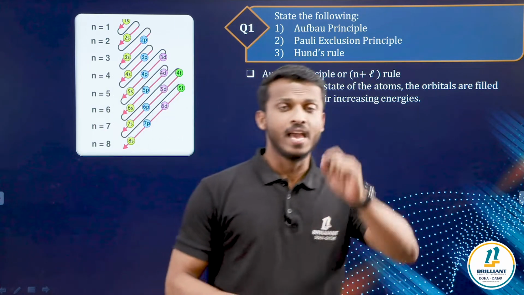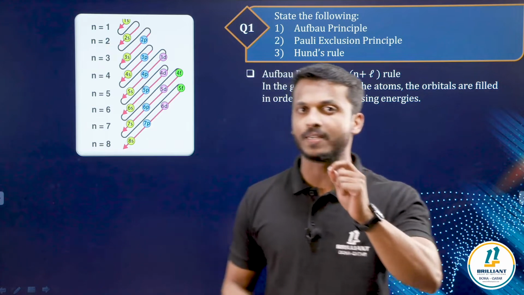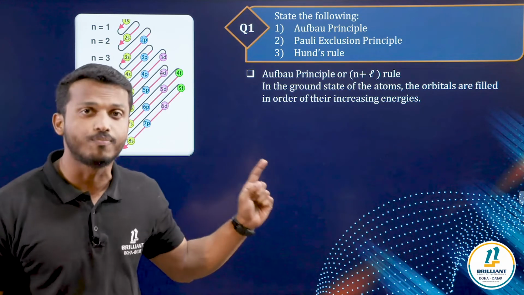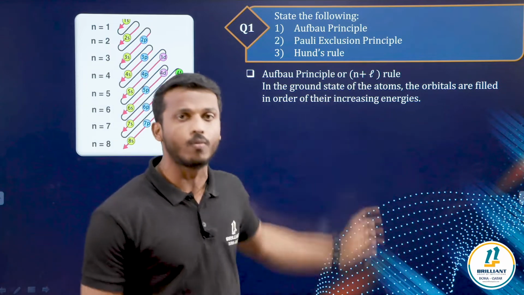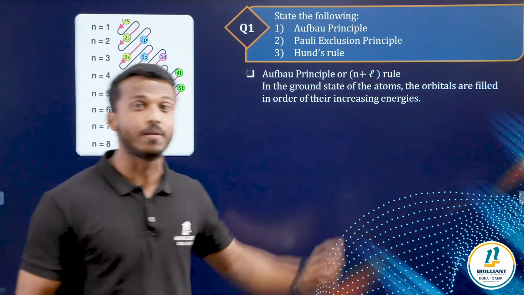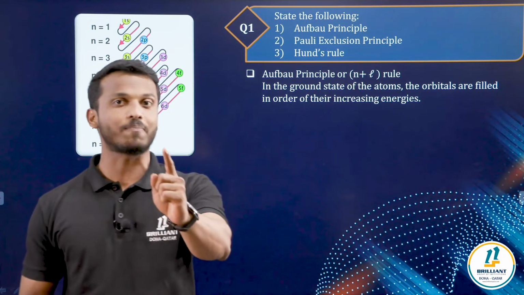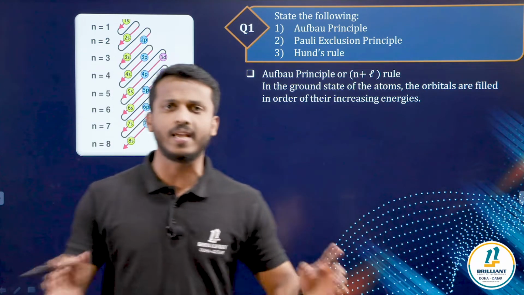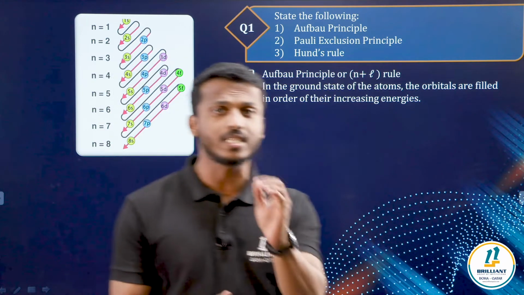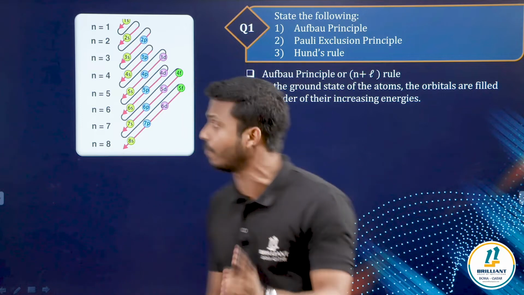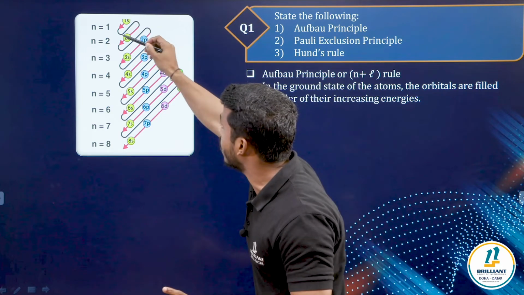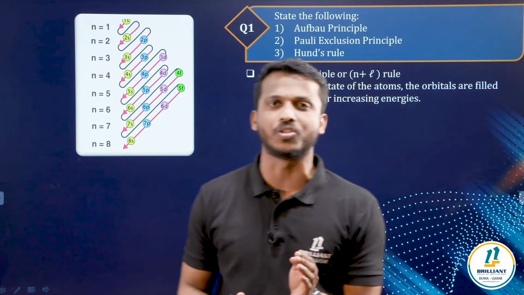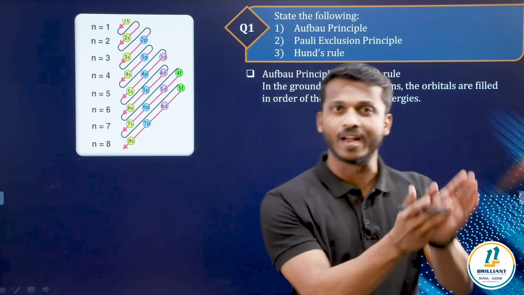Once again, I'm repeating: electrons filling in the orbitals in the increasing order of energy is known as the Aufbau Principle. It is also called the n plus l rule. What is n? Principal quantum number, and l is the azimuthal quantum number. We are going to study each topic in detail. So this is the statement of the Aufbau Principle. While you fill electrons in the orbitals, it happens in the increasing order of energy, which means lesser energy to greater energy.